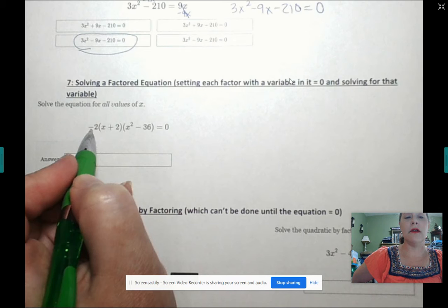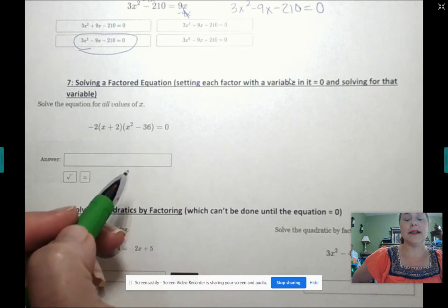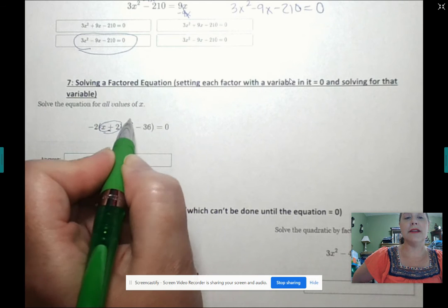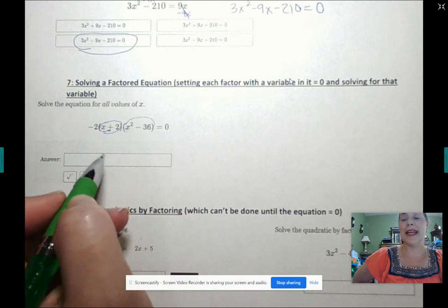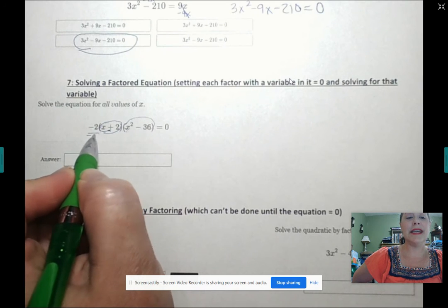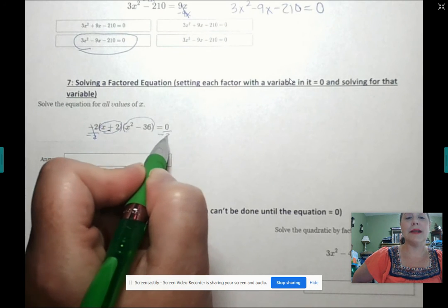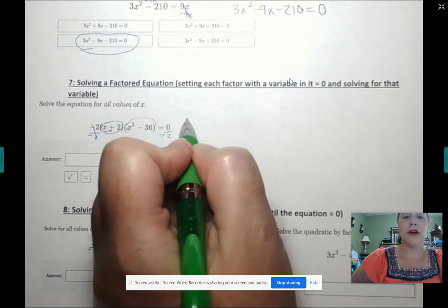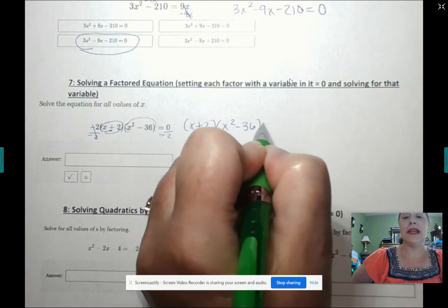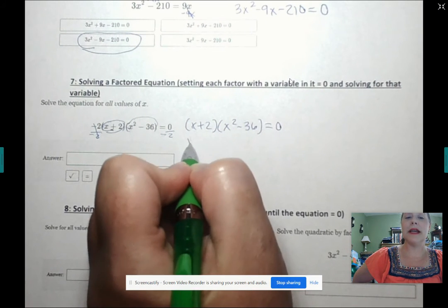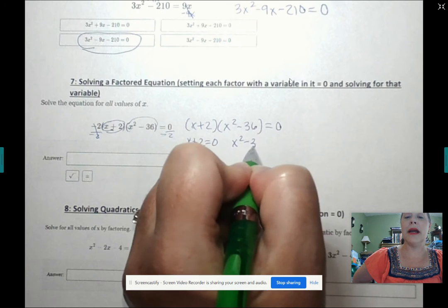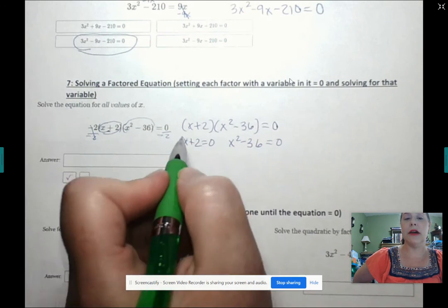I want to solve the equation for all values of x. So that means I need to solve this for x, and I need to solve this for x. Anything that has an x in it needs to be solved if it's already factored. The -2, basically, if I were to divide that away, it just gets absorbed into this 0. So I don't have to worry about a GCF that's just a number. But these two guys, I do. So I'm going to set x plus 2 equal to 0 and solve. And I'm going to set x squared minus 36 equal to 0 and solve.